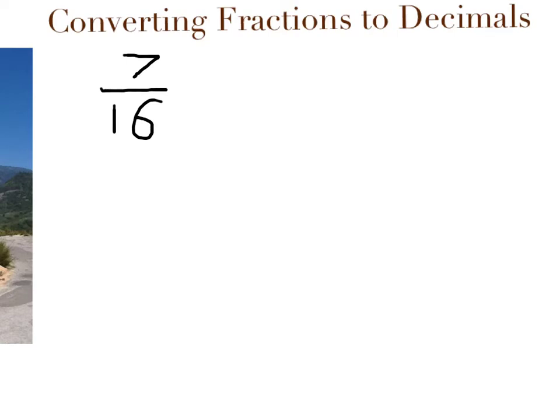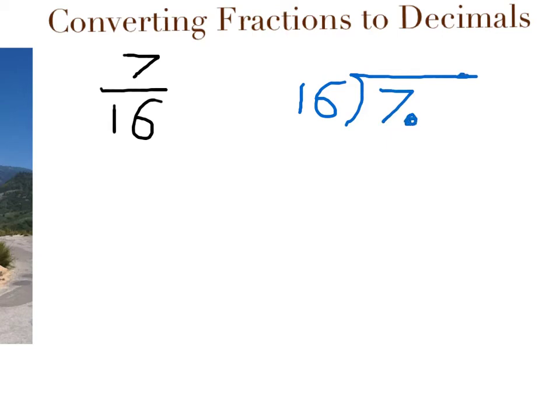In this case, 16 is not a factor of 100 or 1000 or any easy number that I can multiply by to get a power of 10. In this case, what I can do is treat the fraction sign like a division sign. In other words, divide my numerator by my denominator. Dividing my numerator by my denominator means I want to see how many times 16 goes into 7. So I'm going to set it up like this.